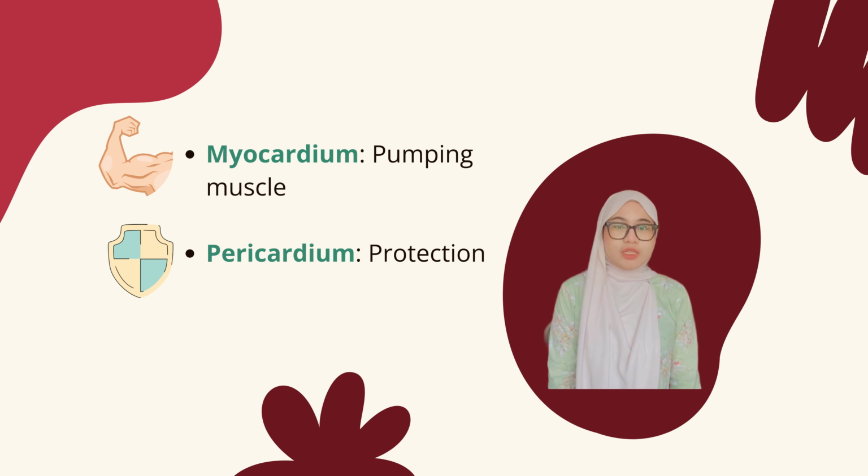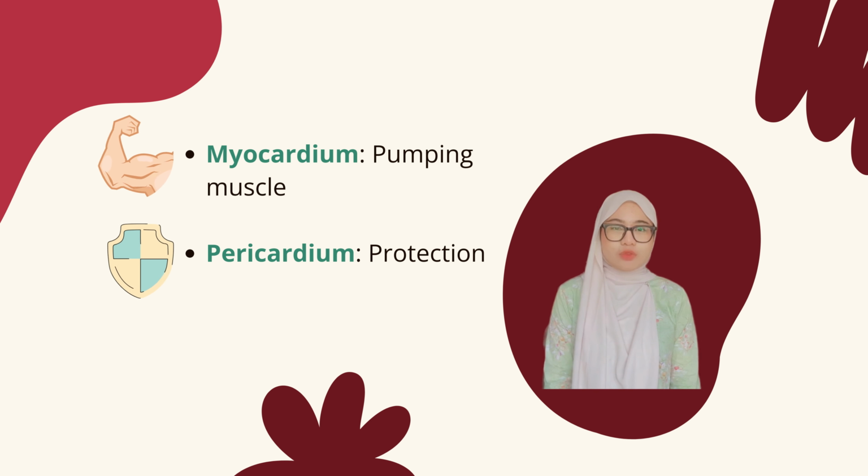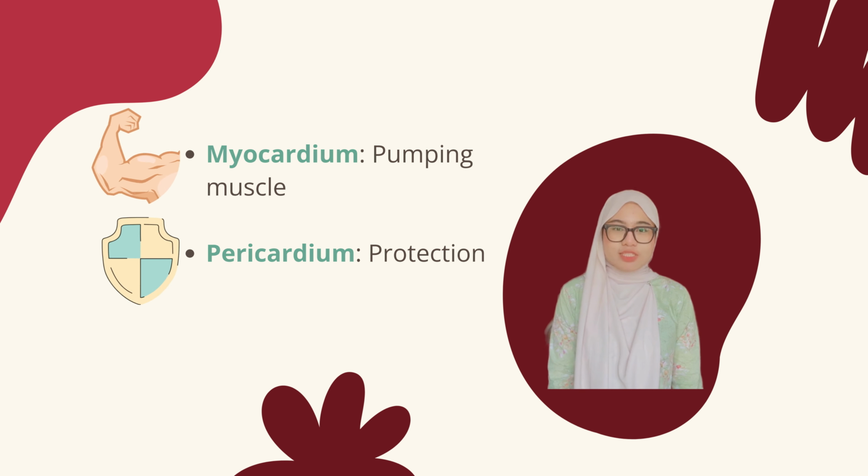In summary, the myocardium is responsible for the pumping action of the heart, while the pericardium provides protection and support. Together, these structures allow the heart to function efficiently as a vital organ of the cardiovascular system.